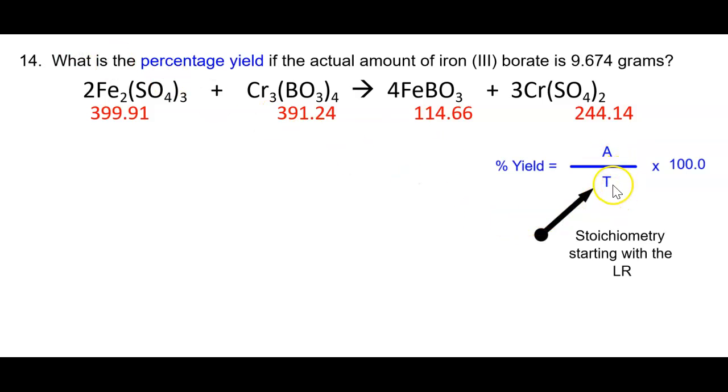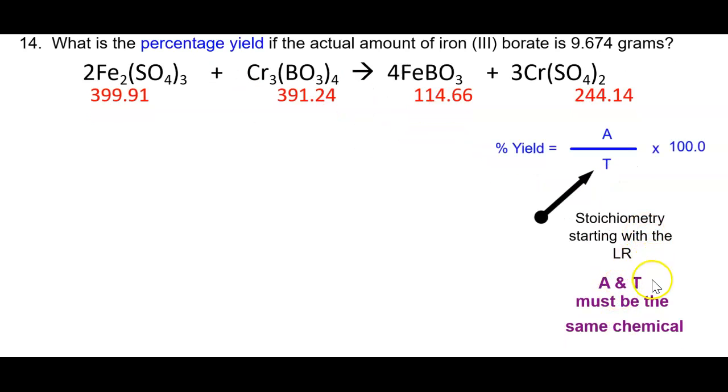Remember that theoretical is just like the definition we learned a moment ago. Theoretical has not changed. It means what we would get starting with the limiting reactant. So it's stoichiometry starting with the limiting reactant. To get the theoretical, the T, we have to calculate what we would get of the chemical we're looking for starting with the limiting reactant. Both the A and the T, when you plug them in here, must be of the same chemical.